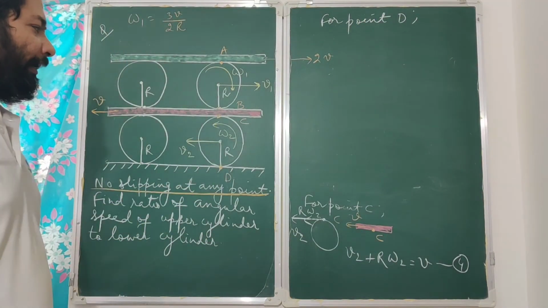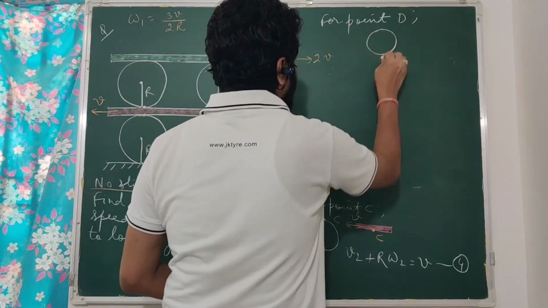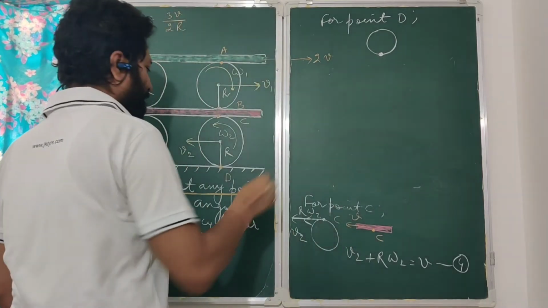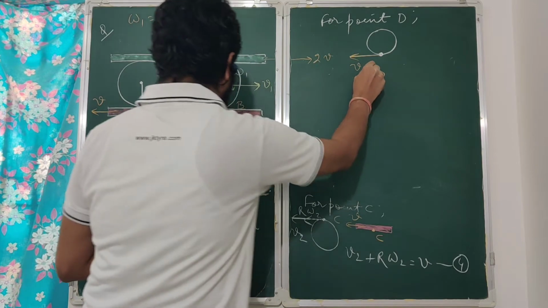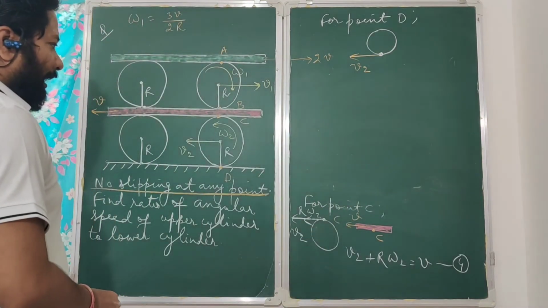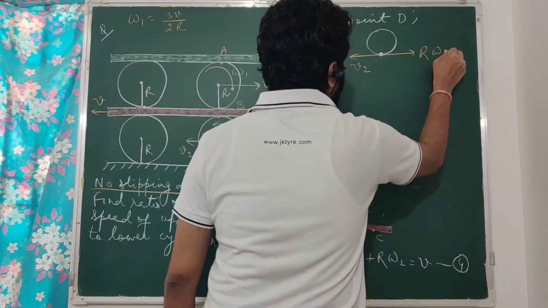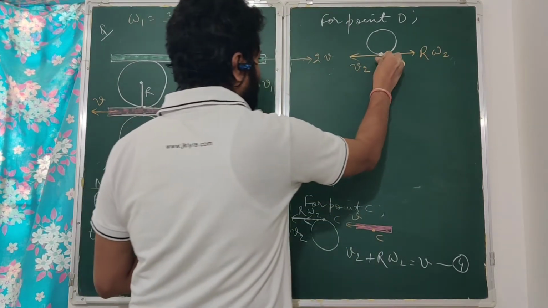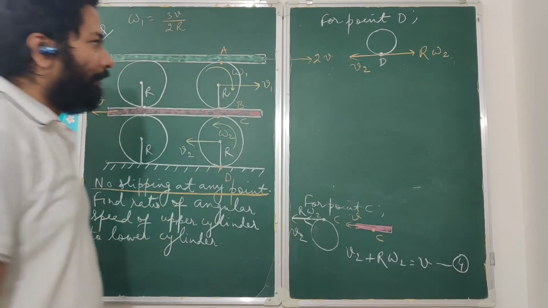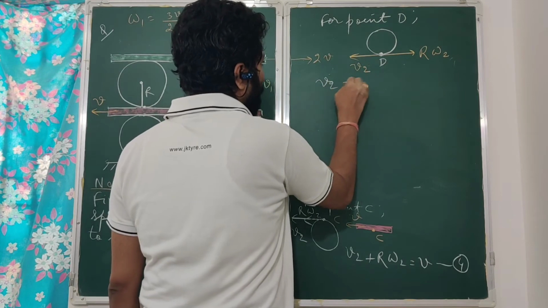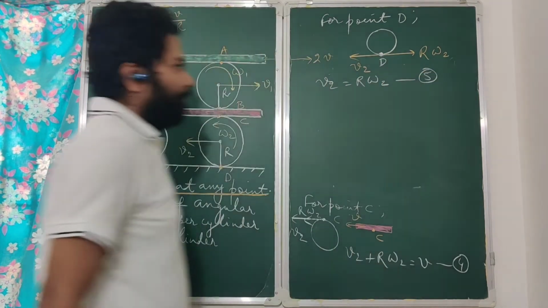D is the lowermost point. So what happens here is, you can see in this direction V2, and here r omega 2, and this point D is instantaneously at rest. It is touching the horizontal surface of the ground. So we can write V2 is equal to r omega 2. So this becomes equation number 5.